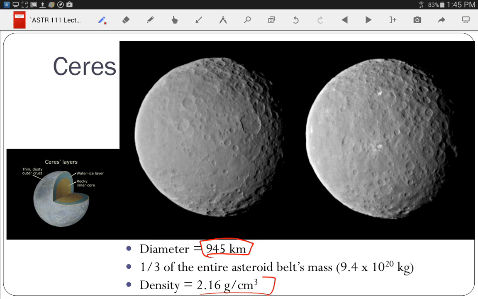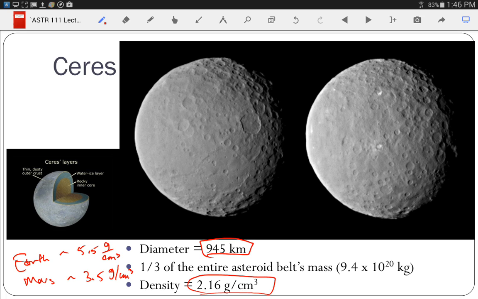Its density is, I hope I got this right, I did it by memory, 2.16 grams per centimeter cubed. Who remembers the densities of things like the Earth, Mars, Mercury? Earth is about 5.5 grams per centimeter cubed. Pretty good. Of those four inner planets, the lowest one is Mars. That's about 3.5 grams per centimeter cubed. It might be 3.3, but somewhere in that ballpark. So this is a lower density than the terrestrial planets.